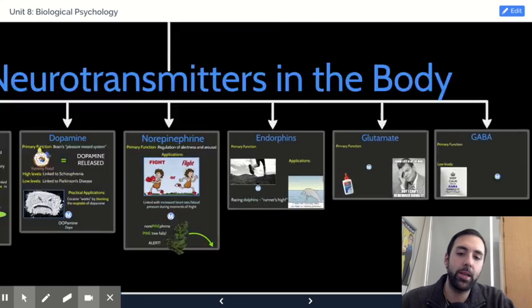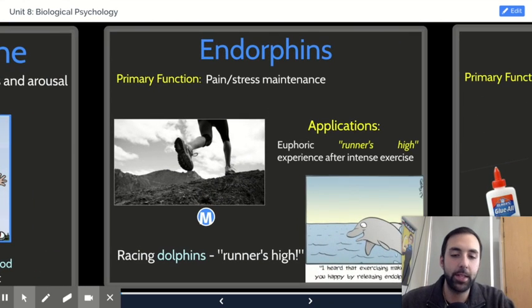The fifth neurotransmitter is called endorphins. It's not inconceivable that you've heard this one too. Endorphins very simply have the primary function of working as your body's innate pain stress maintenance system.